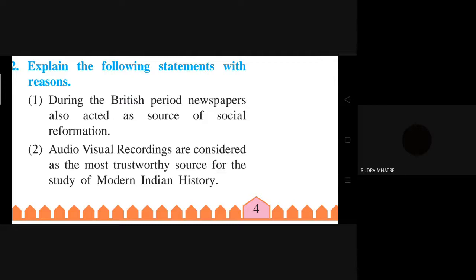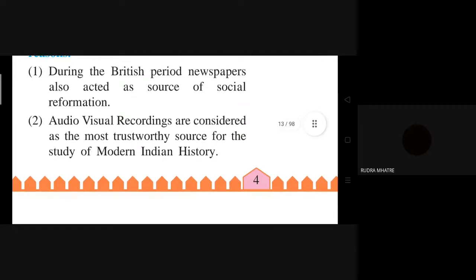Thank you, Miss. Next is, audio-visual recordings are considered as the most trustworthy sources for the study of modern Indian history. Gaurav, do you want to answer this question? Yes, ma'am. Audio visual recordings are considered a trustworthy source for the study of modern history because important events during the freedom struggle could be seen in reality.